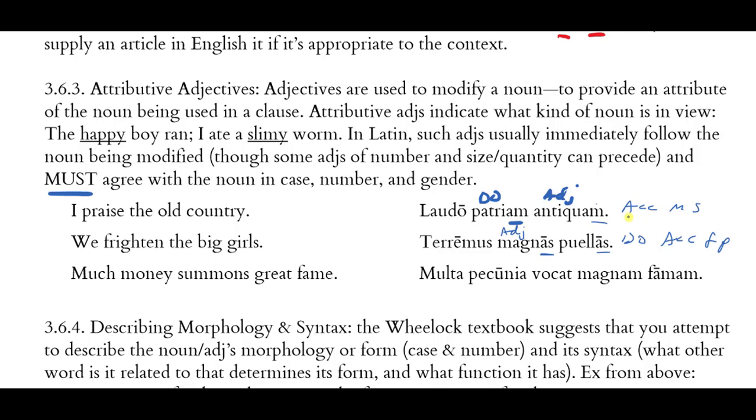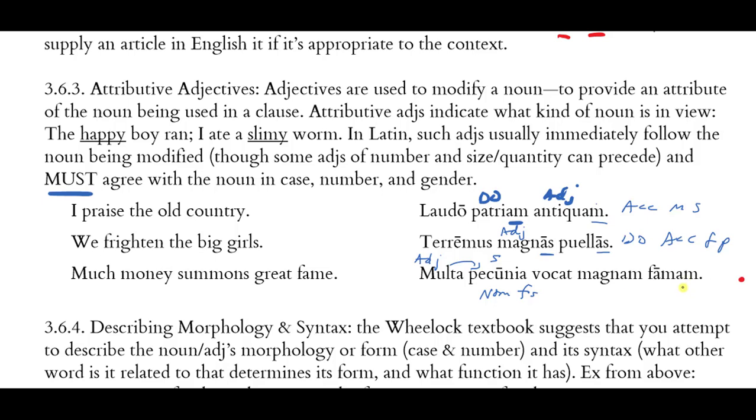And then, much money summons great fame. Multa pecunia vocat magnam famam. So you'll notice that pecunia is the subject, and so its case is nominative. It's nominative, feminine, singular, and the adjective that modifies the noun is going to agree with it in case, gender, number. So multa is feminine, singular, and nominative because pecunia is. Summons, vocat, and then magnam famam.